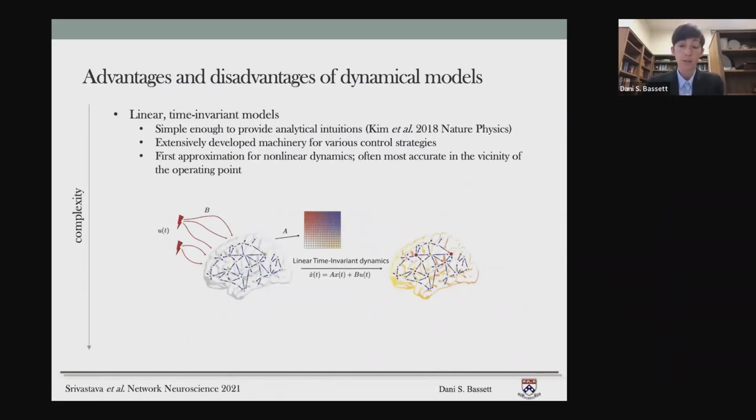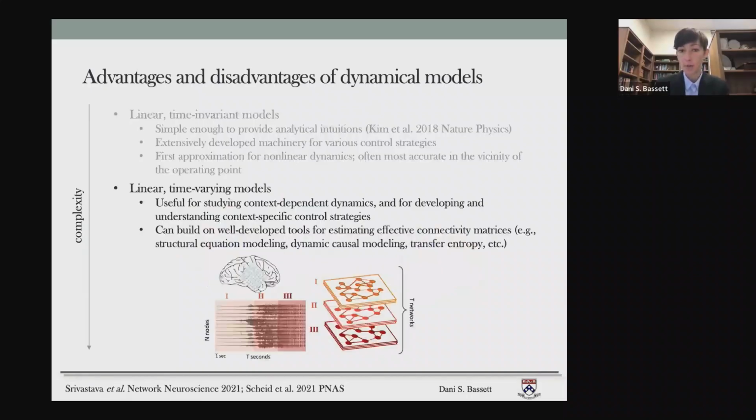Now, what are some of the advantages and disadvantages of these dynamical models? Well, first, let's start with the linear time invariant model, the very simplest one. This is nice because it's simple enough to provide analytical intuitions. You can actually derive things quite easily about it. It's been extensively developed in terms of its machinery, or the methodology and tools available for many different control strategies. So there are lots of approaches that can be pulled from engineering into neuroscience. And it's a first approximation for nonlinear dynamics, often most accurate in the vicinity of the operating point.